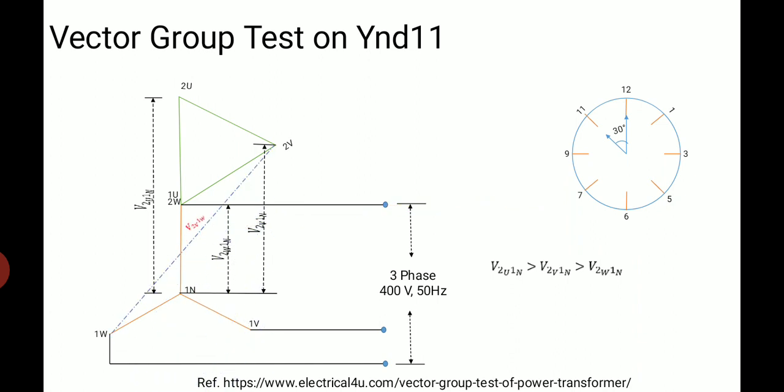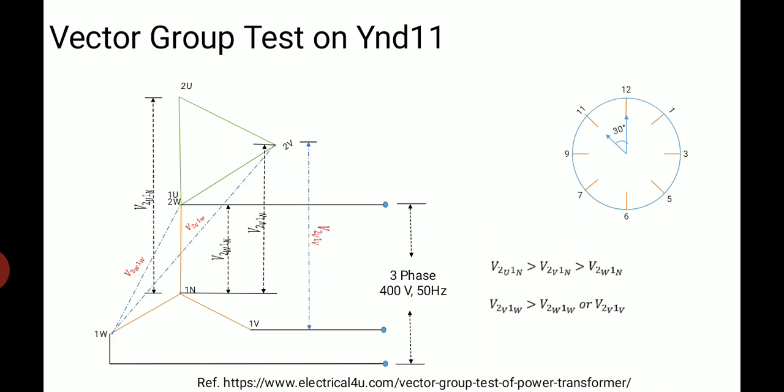The other voltages are measured across the terminal of 2V secondary with respect to 1W primary, then voltage across 2W and 1W, and third the voltage across 2V and 1V. The relationship obtained is that the voltage across terminals 2V and 1W is more than the voltage across terminals 2W, 1W or 2V, 1V. Likewise you can conduct the test on any of the transformers and confirm the vector group.